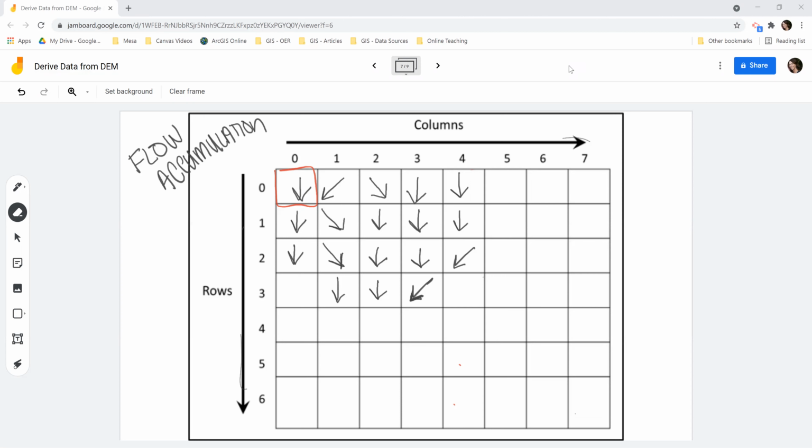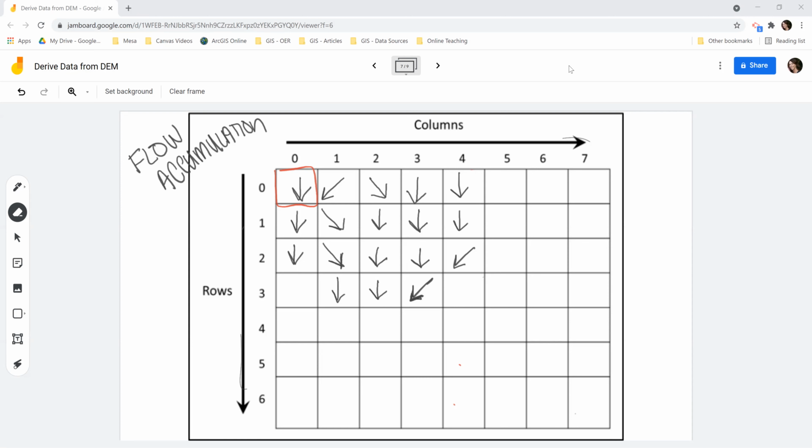We've already figured out which direction all these cells are flowing based on the results from the flow direction tool that we've pretended to run here. And we are looking to figure out how many cells flow into each cell. So when we look at flow accumulation, it's a total number of cells that are draining into any given cell.